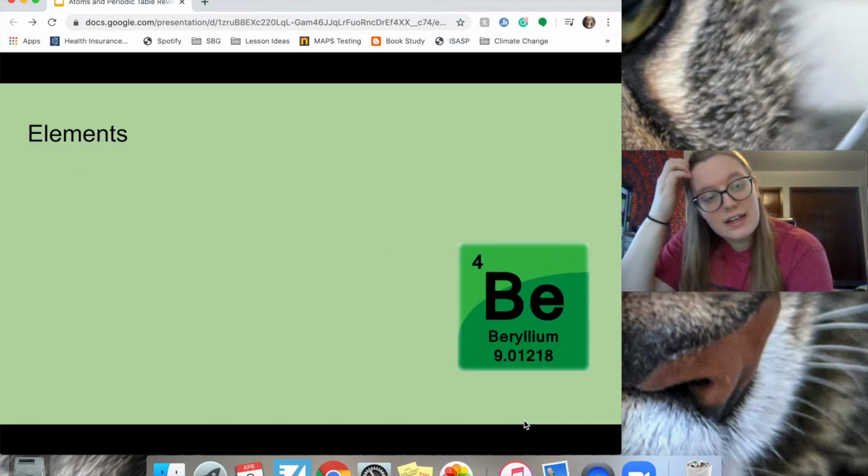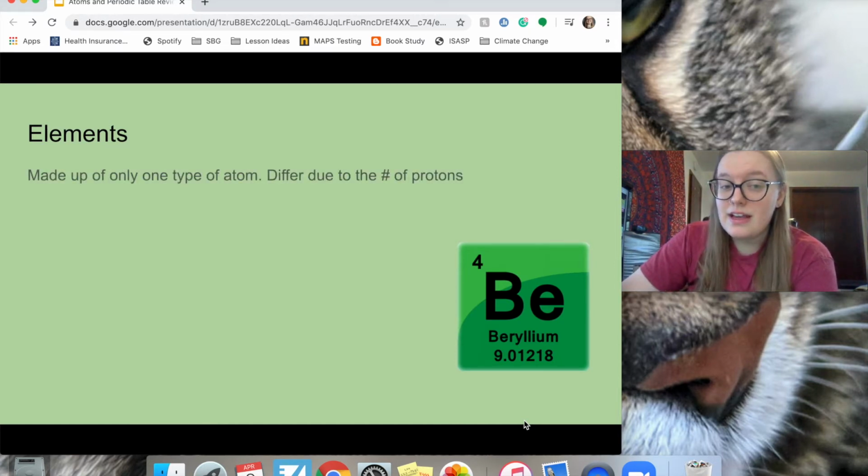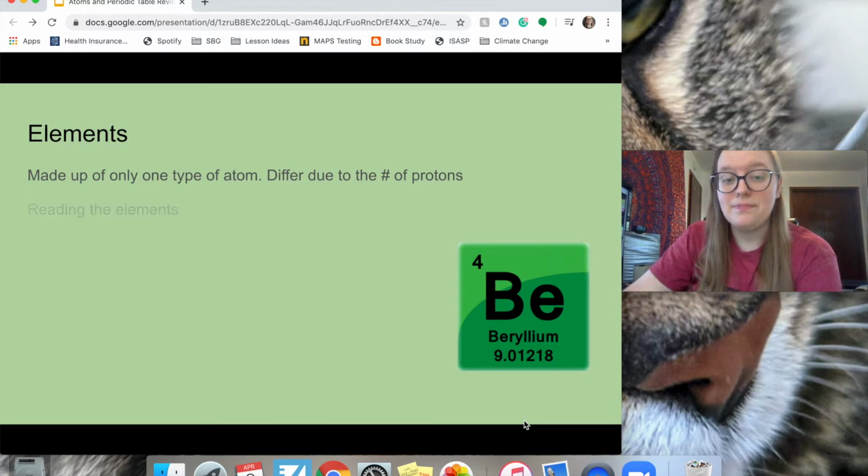So moving on, next we have our elements. So remember, our elements, they are made up of only one type of atom, and on our periodic table, how they differ from one another is due to the number of protons that they have.